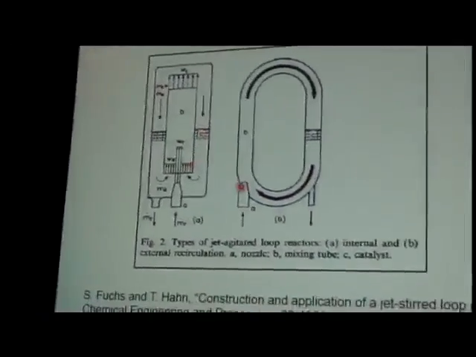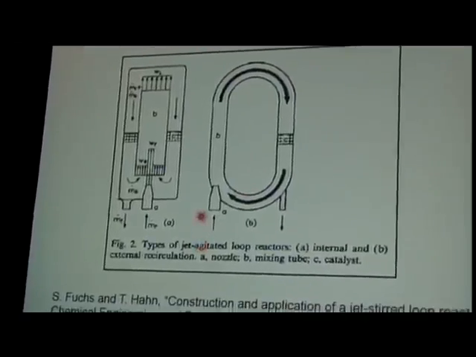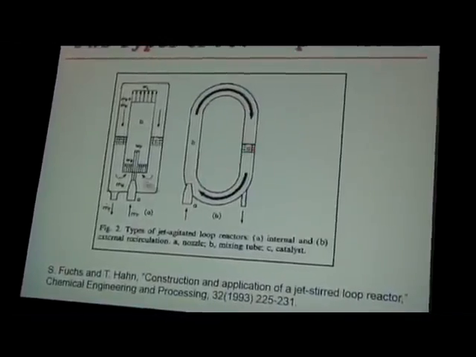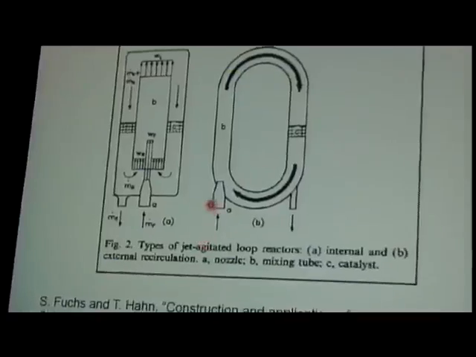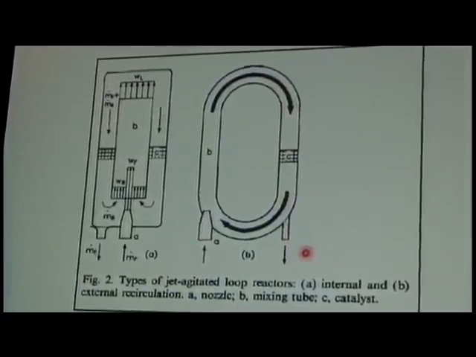In another design, this is a loop type reactor in which the jet is placed here, and the catalyst is placed on the opposite side. The high-speed jet is introduced, induces a flow, and the gas is withdrawn at the exit.